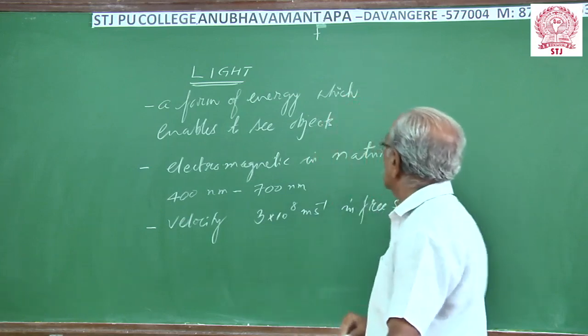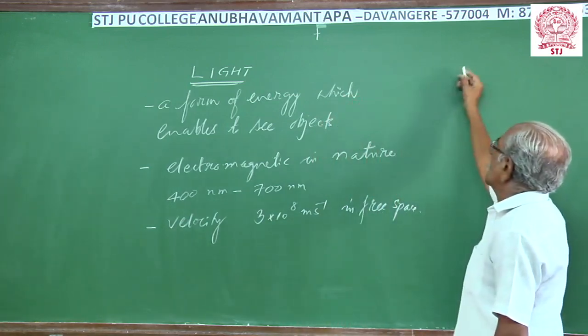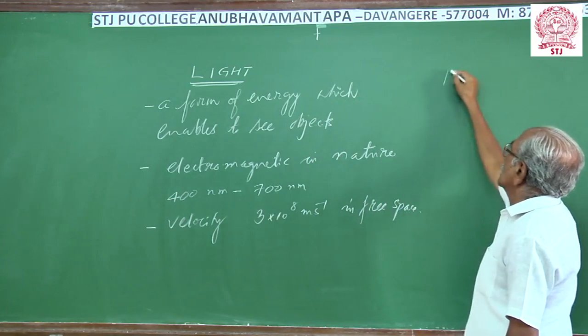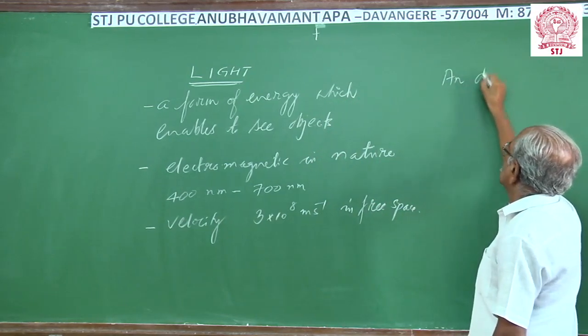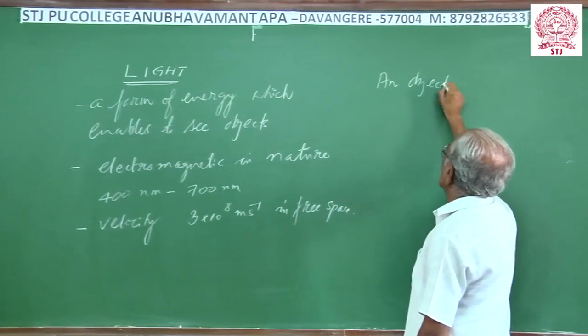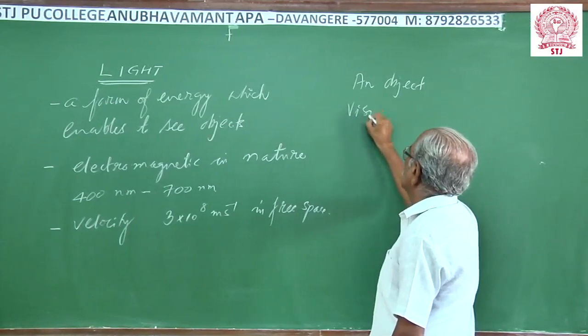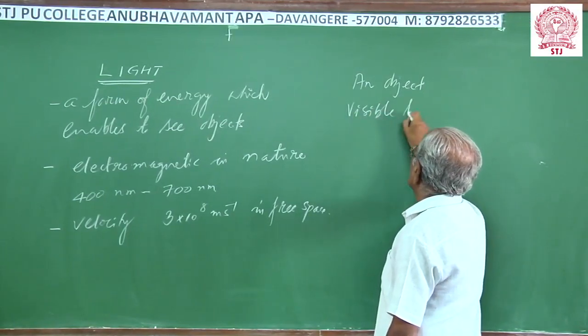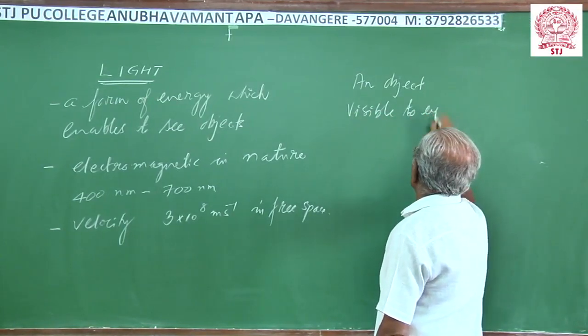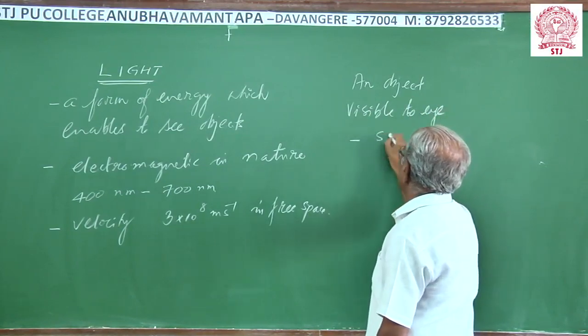Now, see, an object visible to the eye is called a source of light.